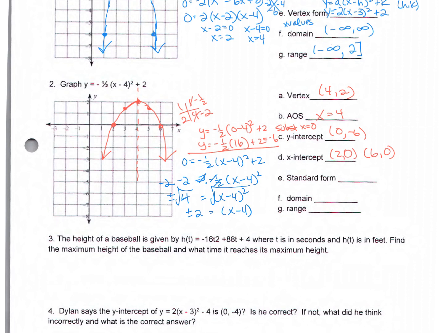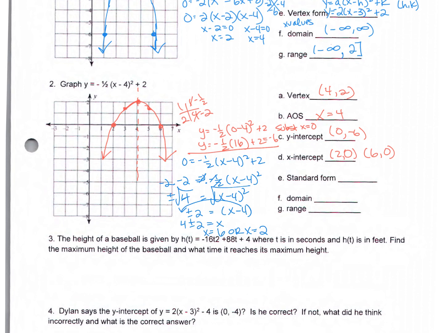And then I'm going to add 4 to both sides. And when I add 4 over, I stick it right in front of my plus minus. And so 4 plus 2 is 6. So x equals 6, or 4 minus 2 is 2, or x equals 2. And that's how I can get my x-intercepts.